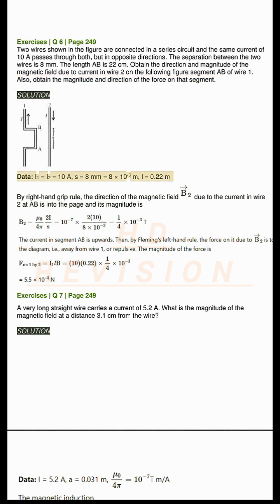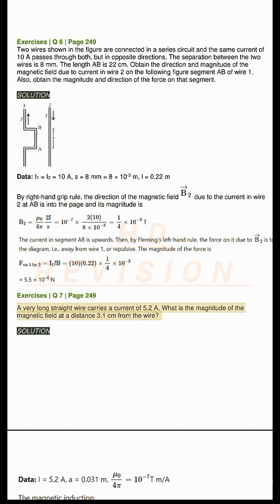Solution. Data: I1 = I2 = 10 A, s = 8 mm = 8 × 10^-3 m, L = 0.22 meters. By the right-hand grip rule, the direction of the magnetic field due to the current in wire 2 at AB is into the page and its magnitude is... Exercises Q7, page 249.